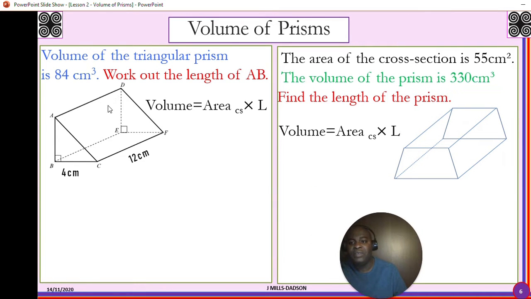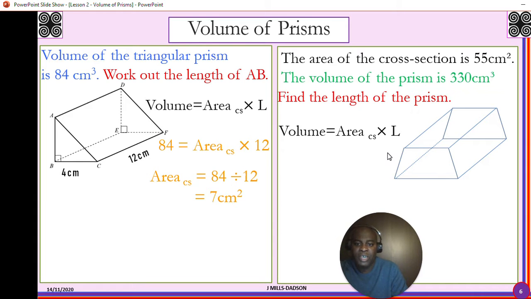Now here we have the volume as 84, and we need to work out the length. So we need to work out the length of AB. Volume is area of cross section times the length. Put the numbers in place. Volume is 84. Area we don't know yet. Length we know it as 12. Put them back in. Formulate the equation. We are multiplying area by 12. So to reverse that, we divide both sides by 12. So the area actually equals 7 cm squared.